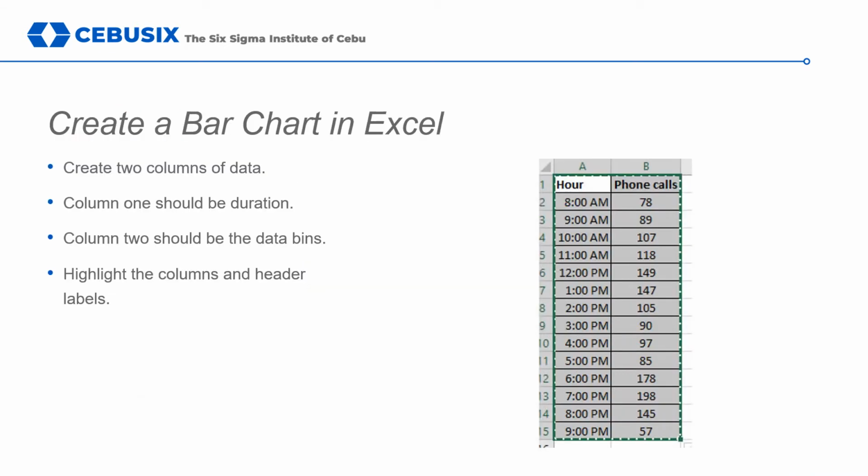So let us create a bar chart using Excel. We can use the example from the book. We start by creating a table with 2 columns of data, each with a header at the top. The first column will be our frequency or duration, and the second column will be our bins of data. Once the data has been added, highlight both columns of data, including the headers.